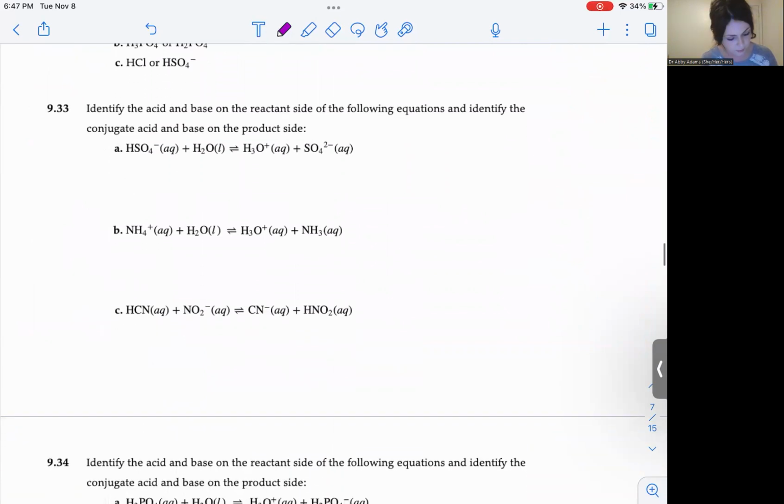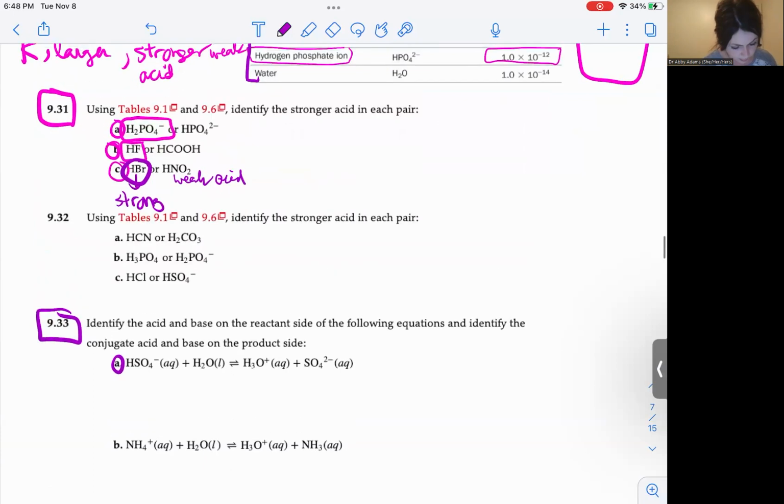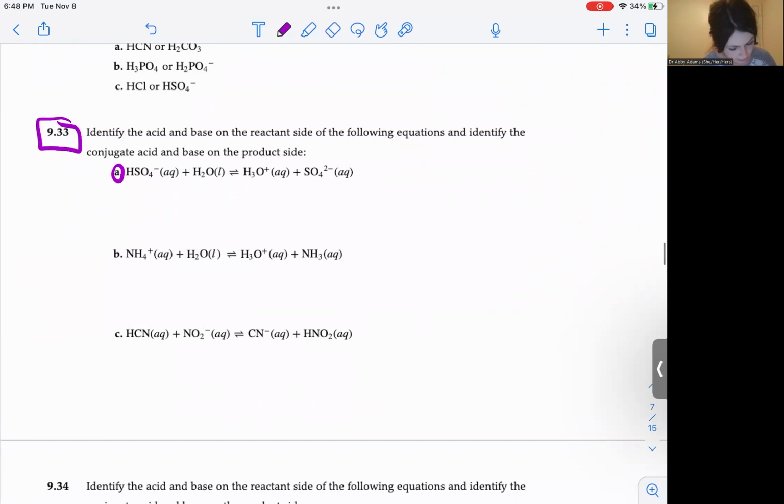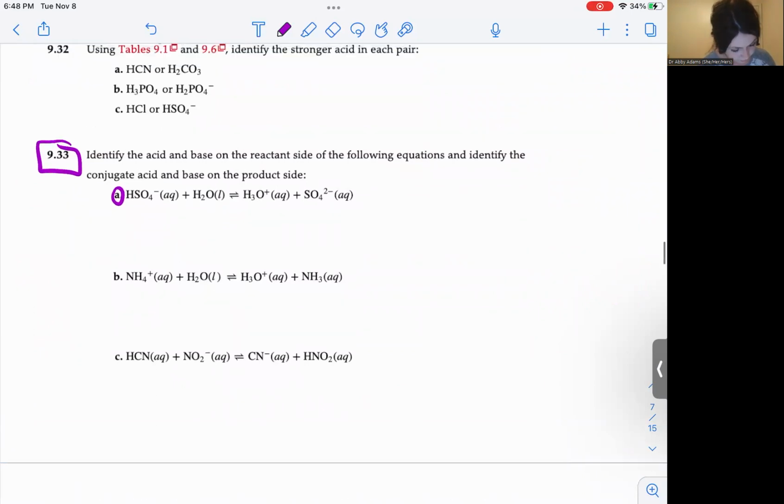So 9.33. We need to identify the acid and base on the reactant side of the following equations and identify the conjugate acid and base on the product side. All right, so they give you a lot of information in that question to help you out too. All right, so how shall we do this? All right, we have our hydrogen sulfate and water. So what is going to be our acid and base?